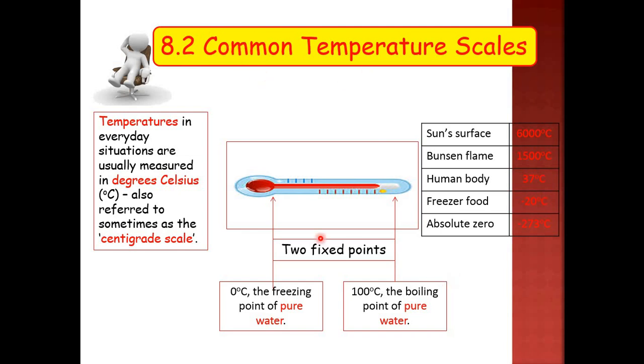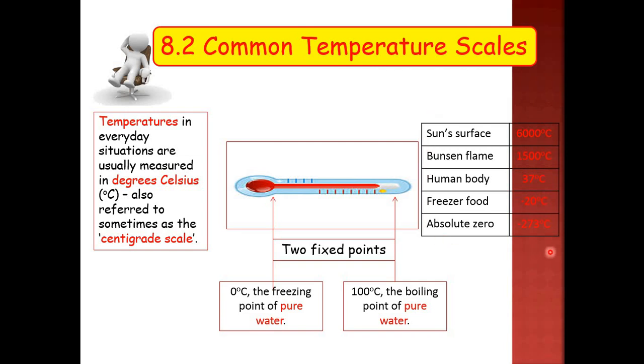So you have two fixed points. As I mentioned earlier, you have the upper one and the lower one. Upper one will be here, lower one will be here. Normally the lower point will be 0 degrees Celsius, which means the freezing point, also called the ice point, of pure water. How about the upper point? Upper point normally you put 100 degrees Celsius, the boiling point of pure water. These are the two fixed points.